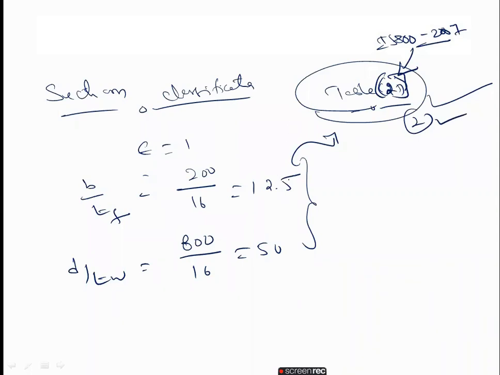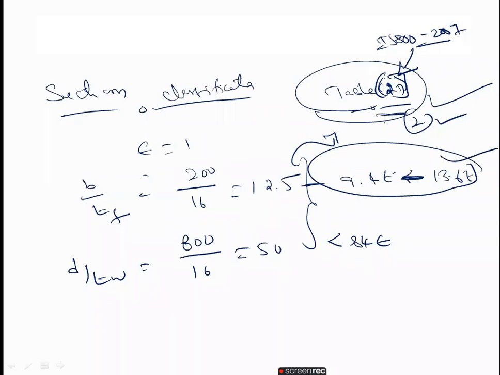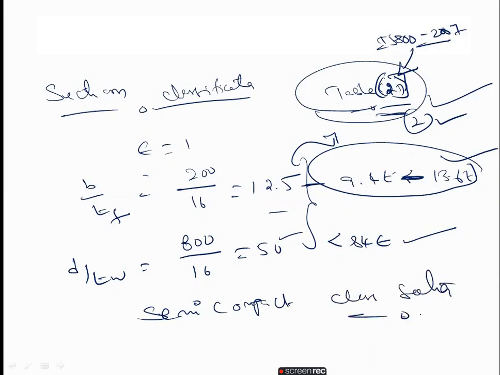Now it is located, you know, it is less than or equal to 84 epsilon, but here it is available between 9.40 and 13.60. So please open Table number 2 and check where it is located. Once you see this, it belongs to the semi-compact class of section. That's why all of you check the class 3 section. So you will observe this.